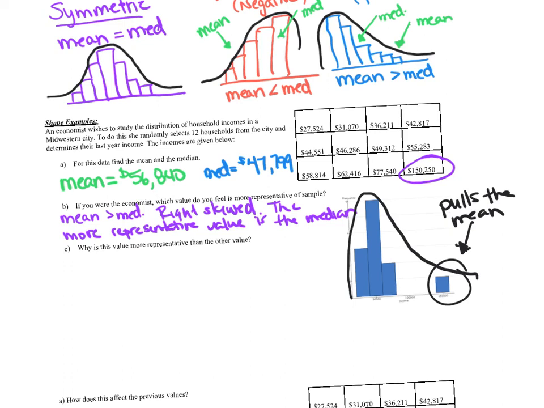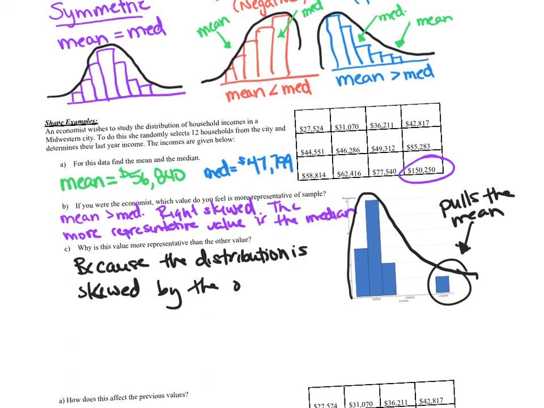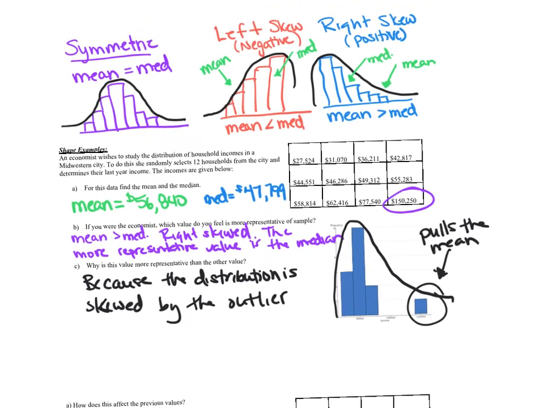So why is this value more representative than the other value? Because the distribution is skewed, and it's skewed by the outlier. All right. So that's how we find the shape of a distribution, and that's how we use the shape to talk about the mean and the median.